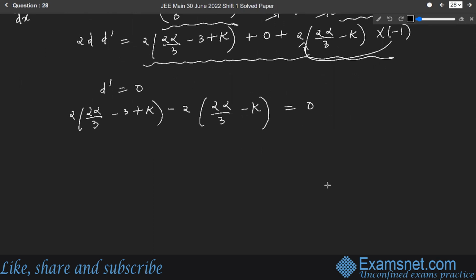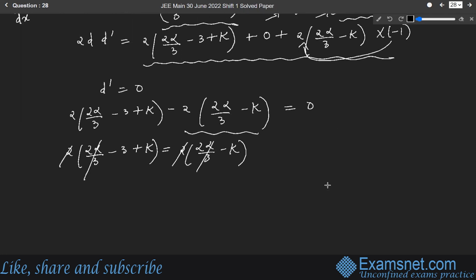Now let us do one thing. Let us take this term on the right hand side. So we have 2 into (2 alpha by 3 minus 3 plus k) is equal to 2 into (2 alpha by 3 minus k), right? We have separated both the terms. Here this 2 and 2 will be cancelled, right? And then 2 alpha by 3 and 2 alpha by 3 will also be cancelled. So we have minus 3 plus k is equal to minus k.